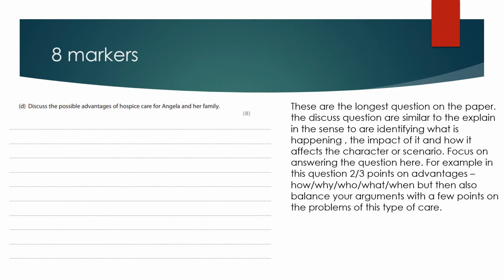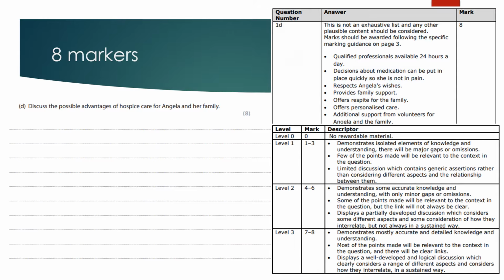But you might also want to put an evaluation. So this question saying, what are the advantages of Angela going into hospice care? You might want to throw in one potential challenge, problem, criticism, and balance out your argument. The mark scheme generally looks like this.